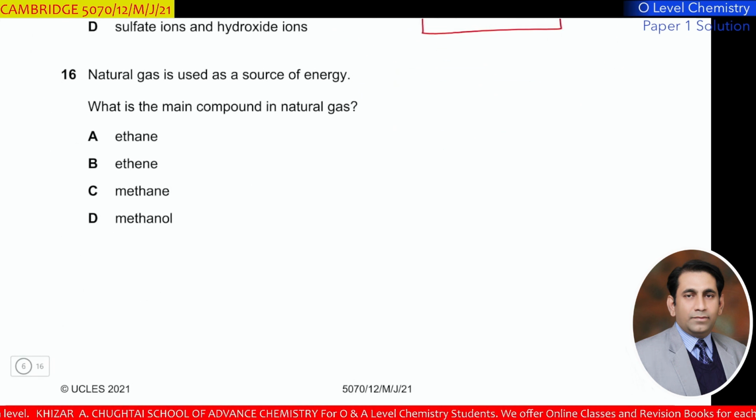Question number 16. Natural gas is used as a source of energy. What is the main compound in natural gas? That is the very much easier one, that is methane. Methane is almost 84% in a sample of natural gas. So C is the correct option.